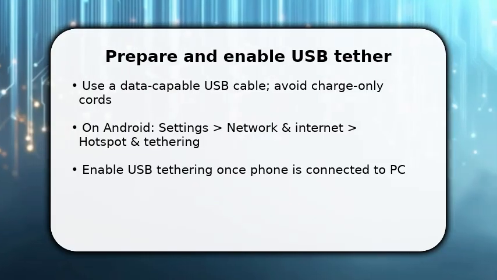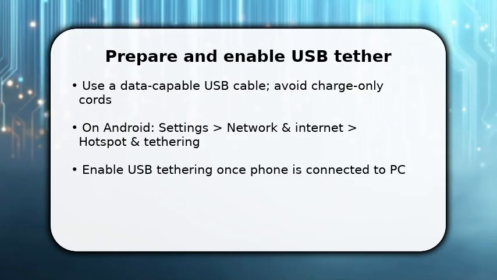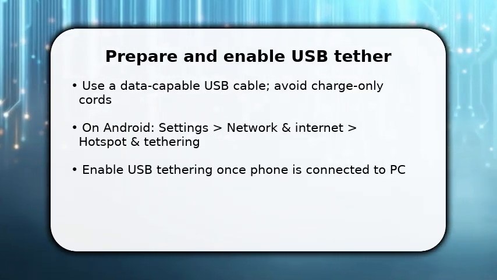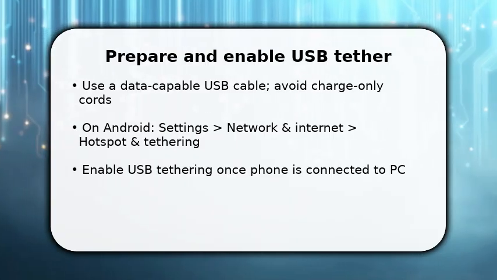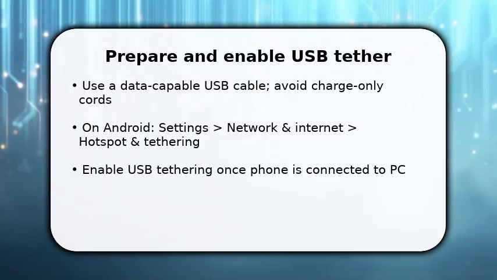You start by plugging your Android into the PC with a data cable. This is essential because charge-only cables won't carry network traffic. Once connected, unlock the phone and open Settings, then Network and Internet, then Hotspot and Tethering. This path varies slightly by OEM.